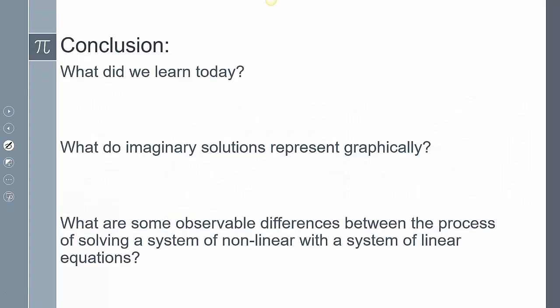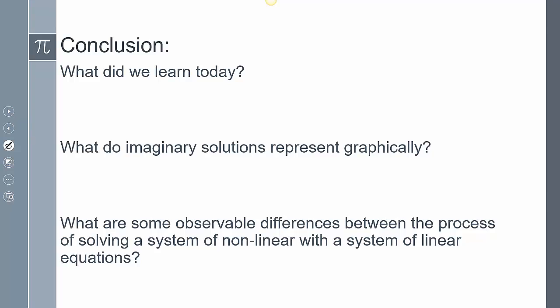Now in conclusion, some of the things that we learned today were to solve a system of nonlinear equations. We took a look at equations in different forms. We had to use both the substitution and the elimination method to be able to solve them.